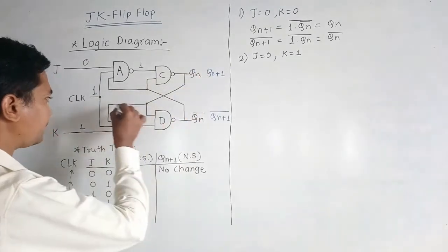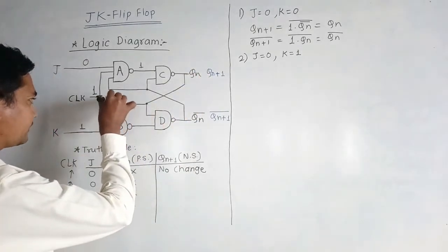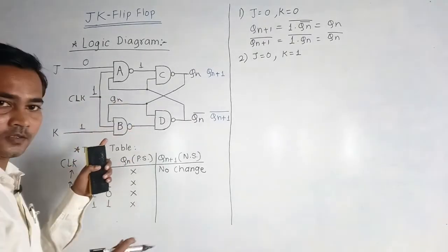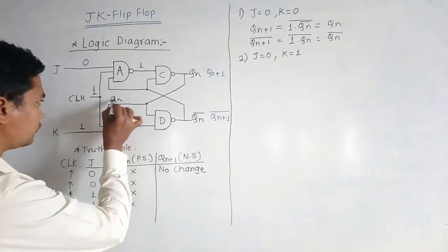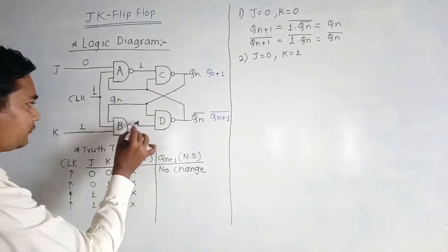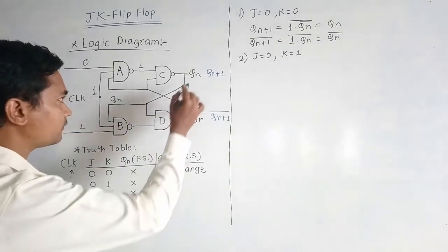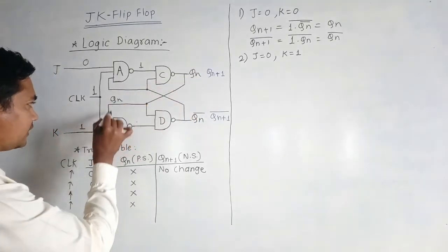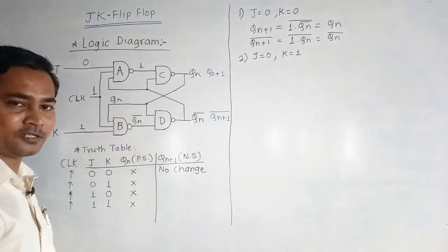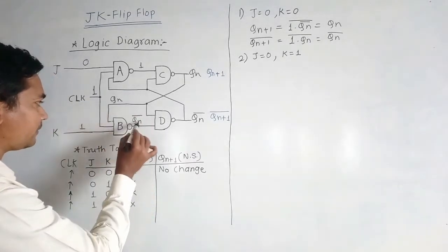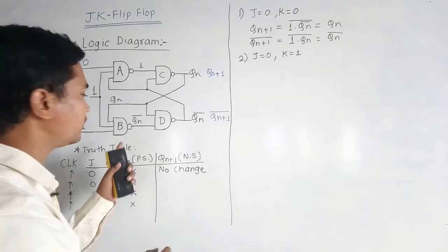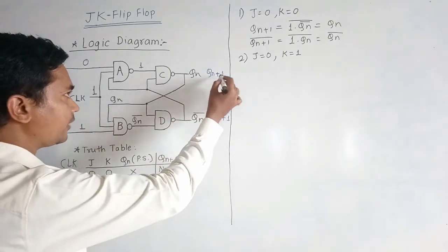If Qn is applied here, then 1 dot 1 dot Qn will be what? If we replace it with 0, then we get 1 here. If we replace it with 1, then we get 0. That means if Qn is available here, then you will get Qn bar. The complement of this input will be available at the output of the B NAND gate, because the other inputs are 1 and 1. Okay, so first we will obtain Qn+1.